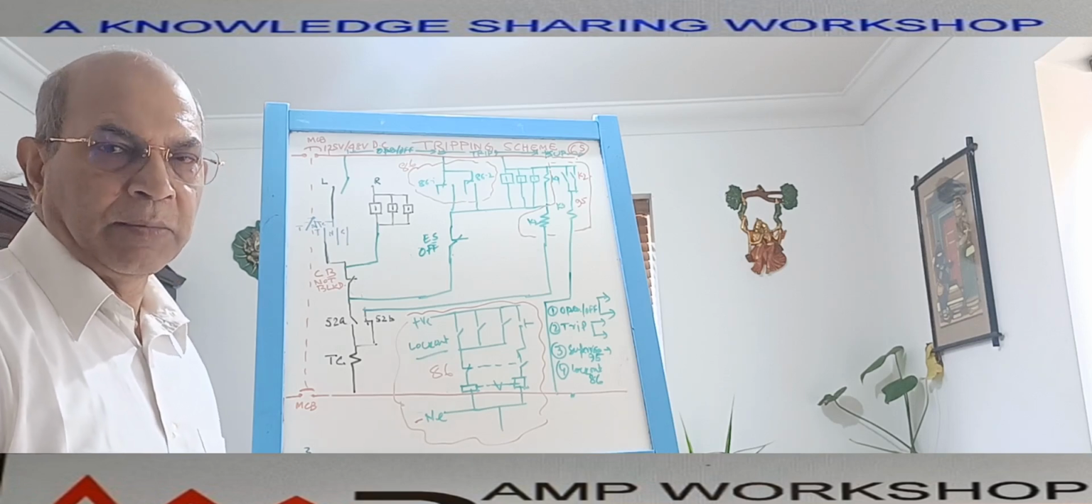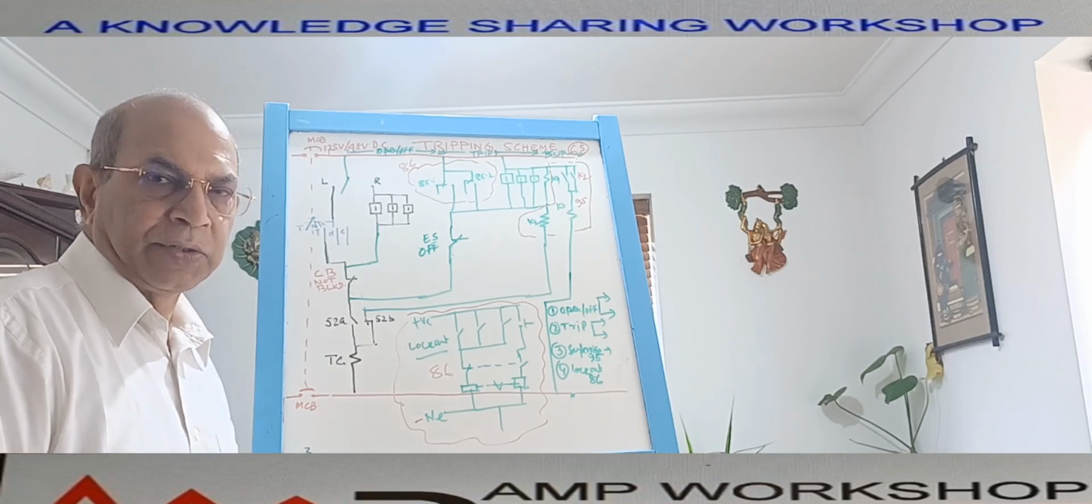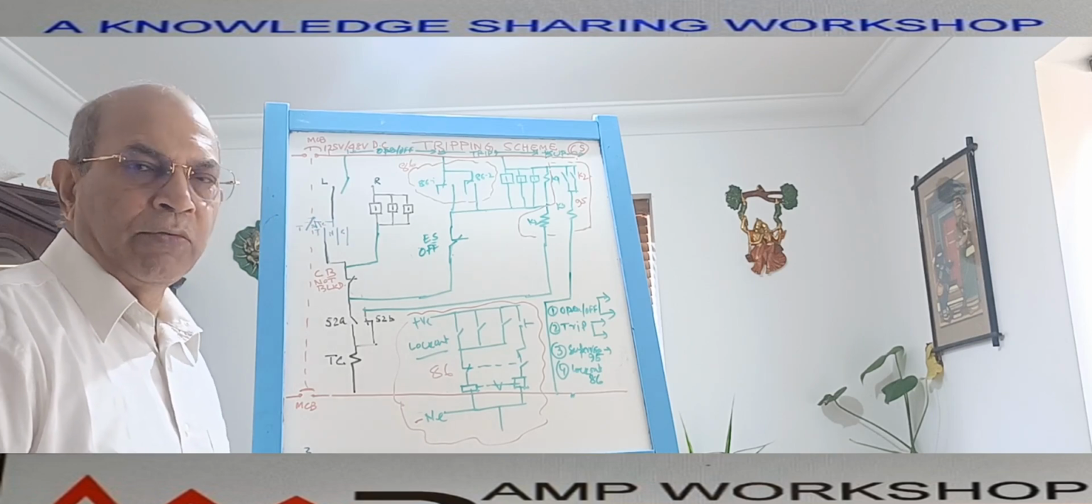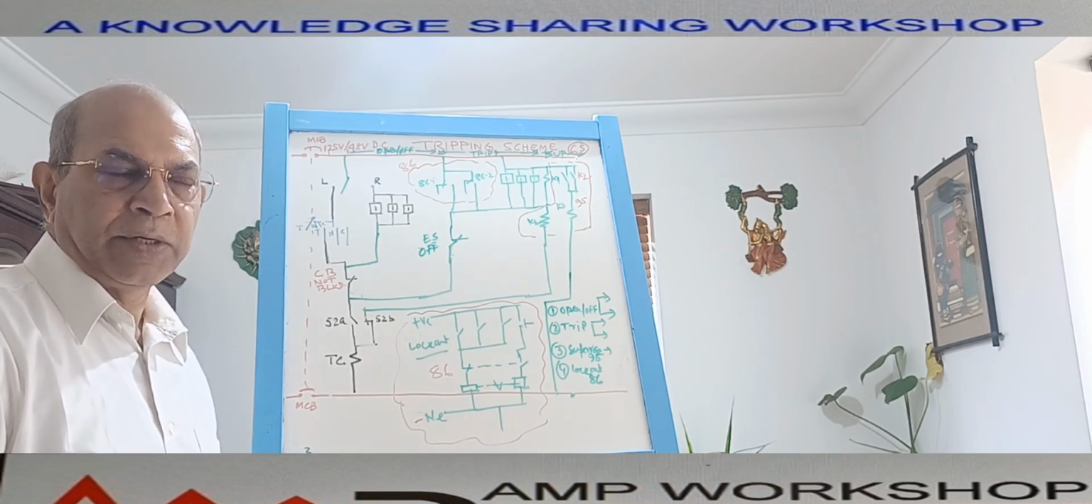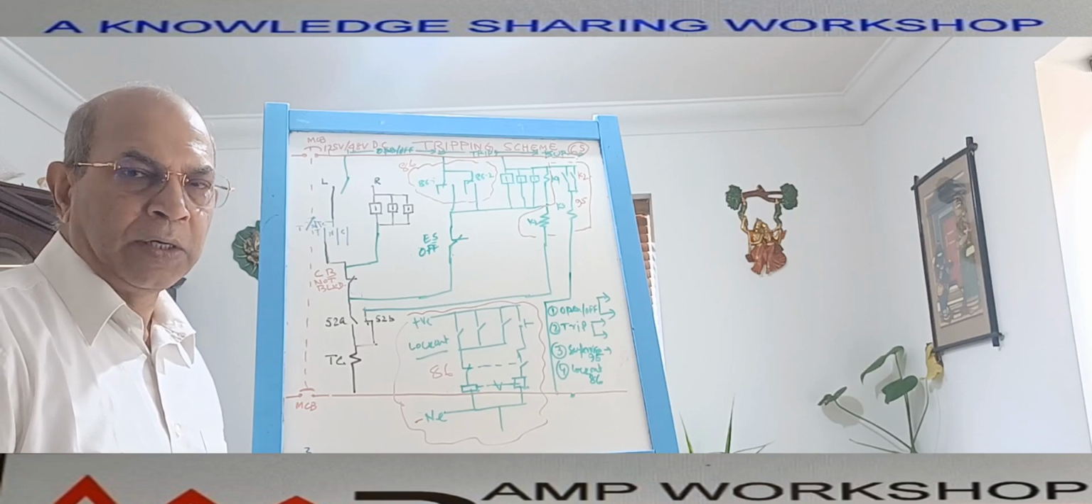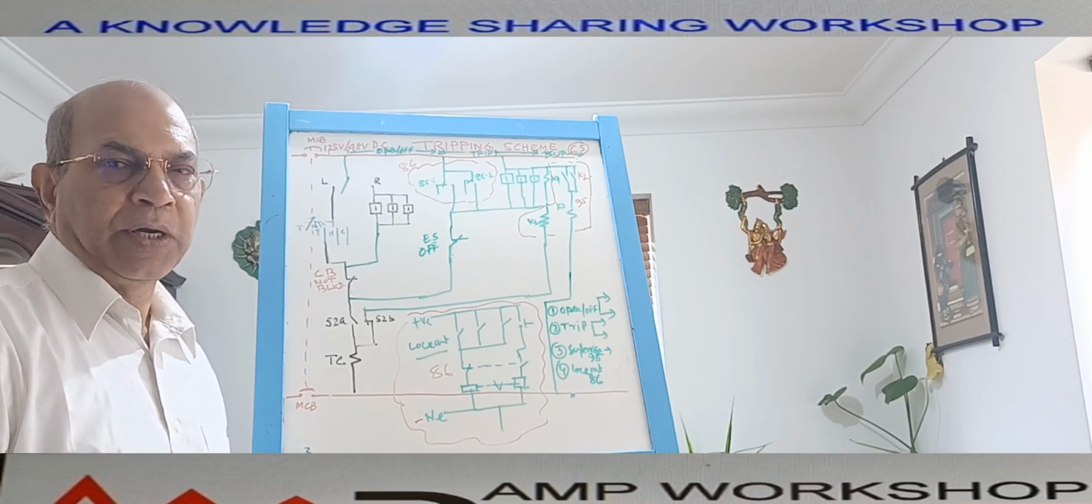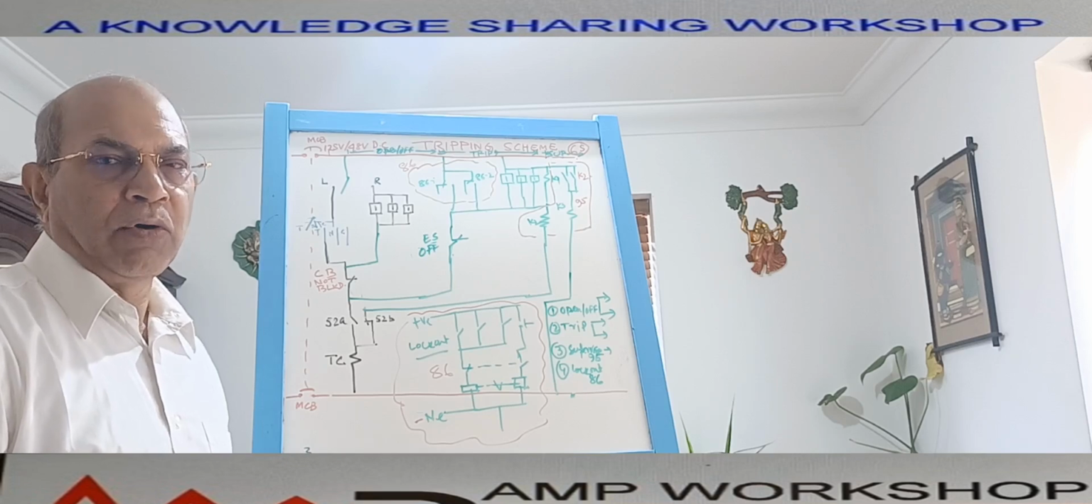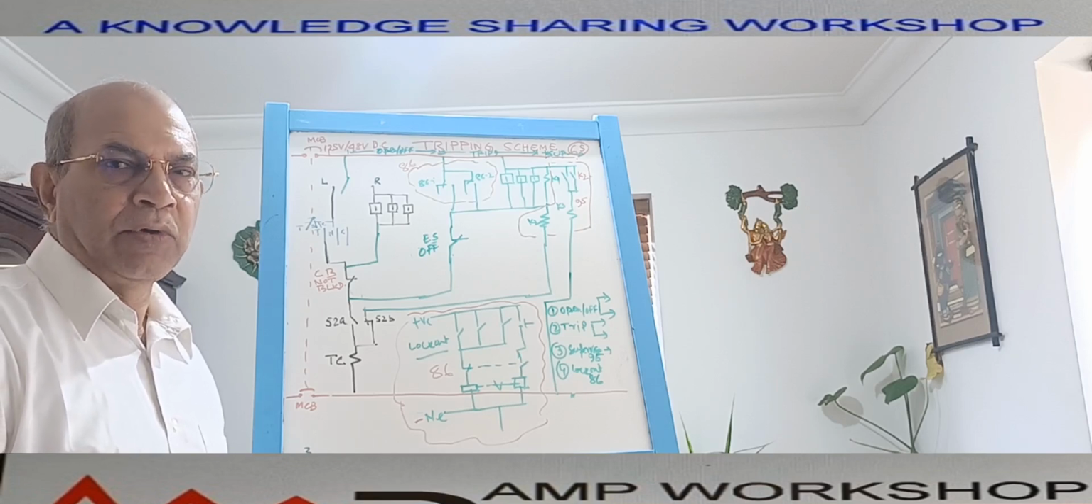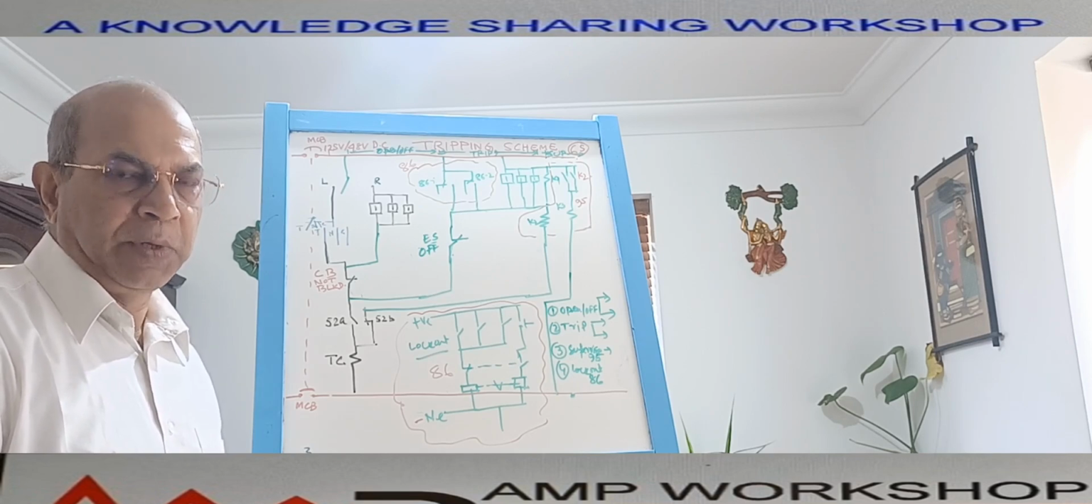Let us discuss the tripping schematics. When we discuss the tripping schematics, this scheme actually has two parts: one is the opening scheme, and the other is the tripping scheme. In the circuit breaker, we generally call it the tripping scheme, but I have divided the scheme into two parts: the opening part and the tripping part.